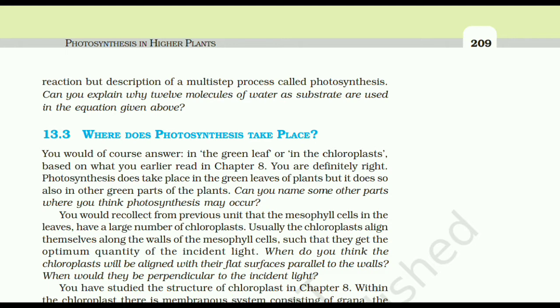Can you explain why 12 molecules of water as substrate were used in the equation given above? Well, please get an answer to this and pin it down in the comment section. If you don't have the answer, please let me know and I'll let you know pretty soon.